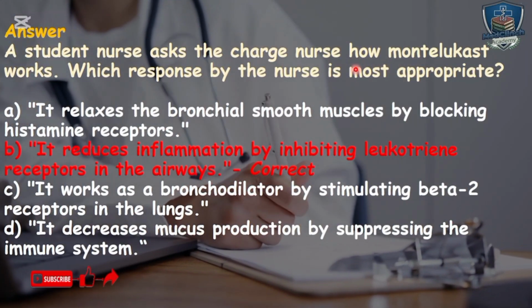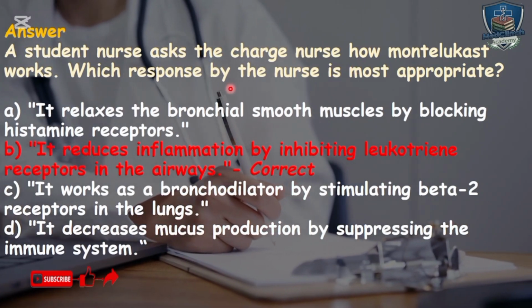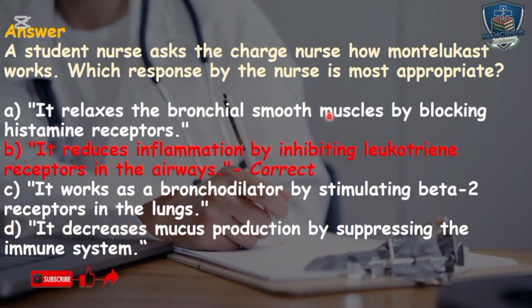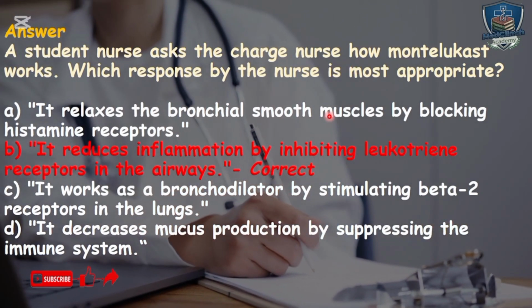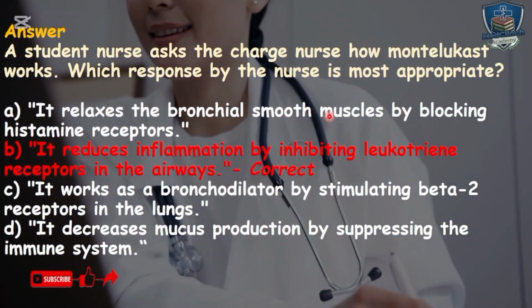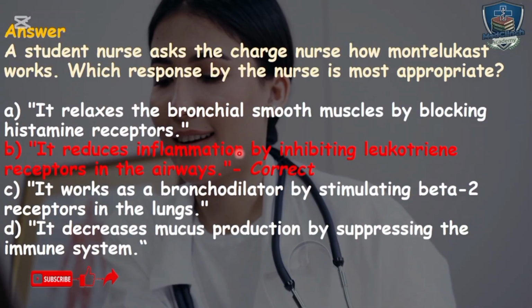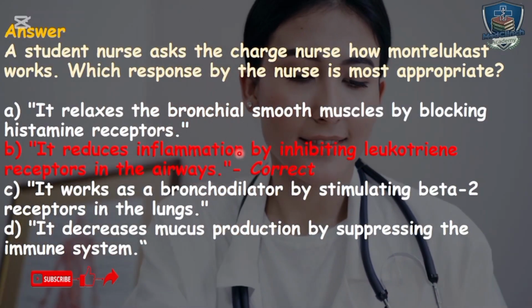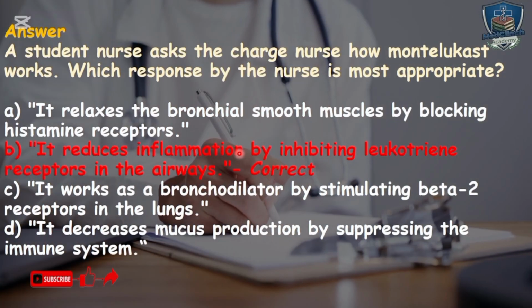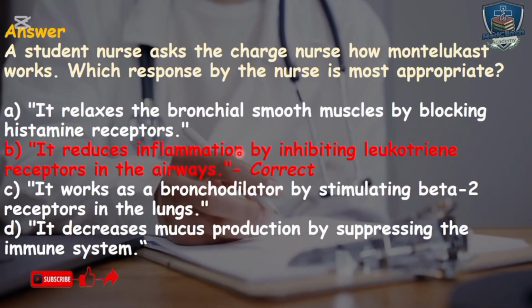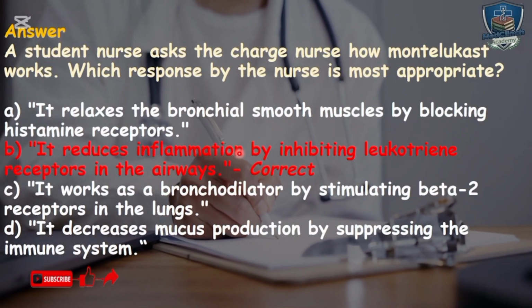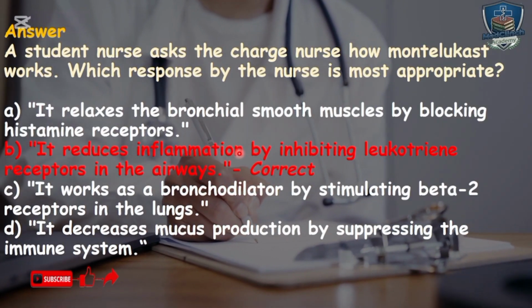So if you look at the choices, choice A, it relaxes the bronchial smooth muscles by blocking histamine receptor. No, we know that montelukast is not an antihistamine. So choice A will be wrong. Choice B is correct because we know montelukast belongs to a group called the leukotriene receptor antagonist. So it reduces inflammation by inhibiting the leukotriene receptor. So choice B is actually correct.